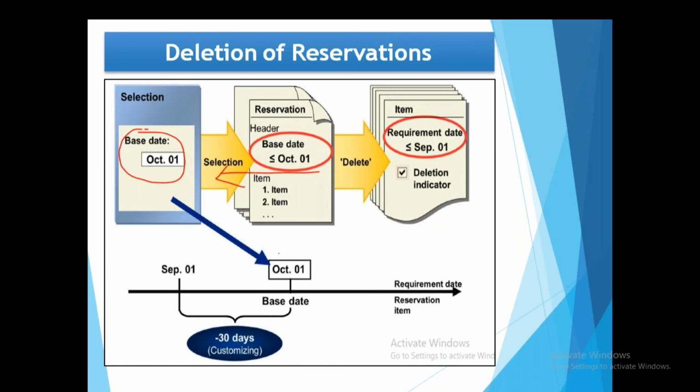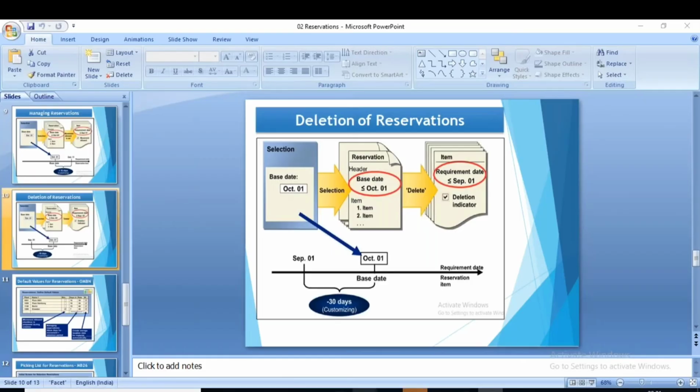Now what the system does is, the moment you enter the base date on the selection screen, the system will take all the reservations with requirement date minus 30 days, which is set up in the customization, and display all these reservations. Then it will activate the deletion indicator. So instead of deleting the reservations manually one by one, you can do it with this mass function, MBVR. Okay, so let's see how to do that.